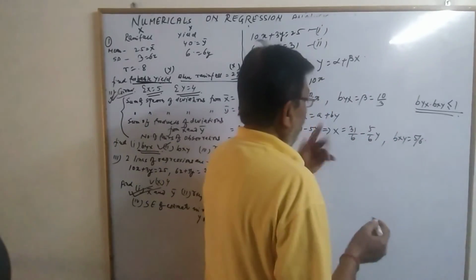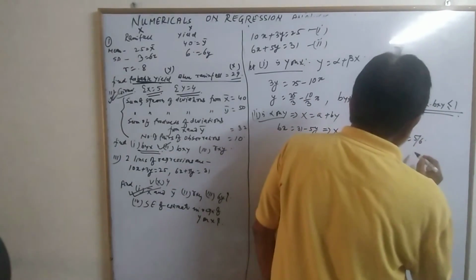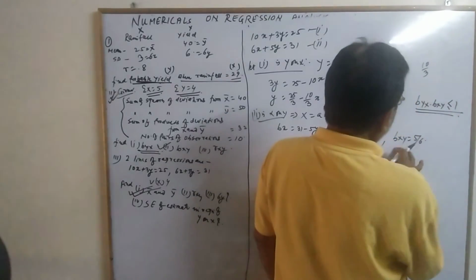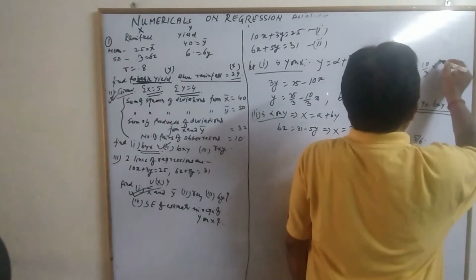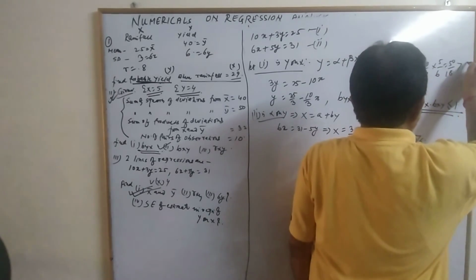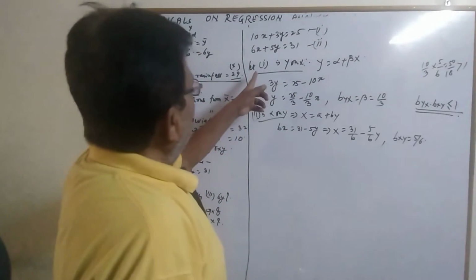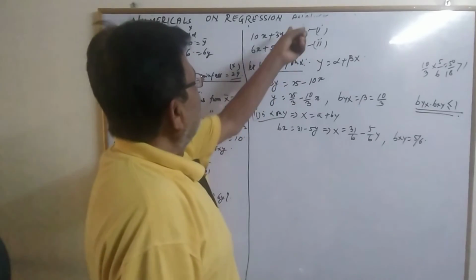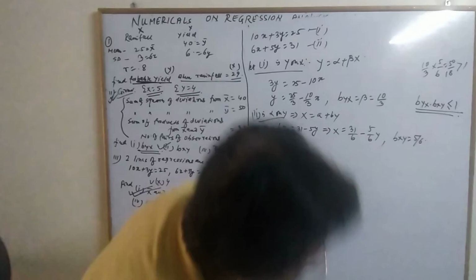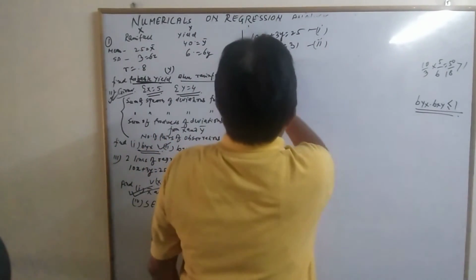Now let us check whether we have gone the right way or the wrong way. So beta is 10 by 3 and bxy is 5 by 6. The product, 50 by 18, is greater than 1, so we have gone the wrong way. In fact, equation 1, which we have taken as y on x, is x on y, and so equation 2 is y on x, so this has to be reversed. Equation 1 is x on y.